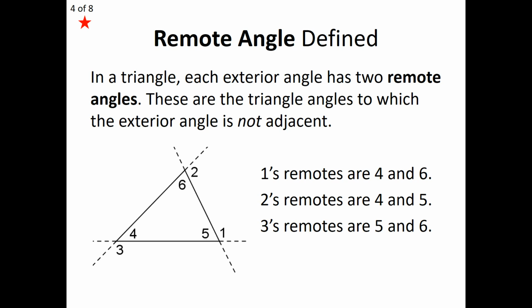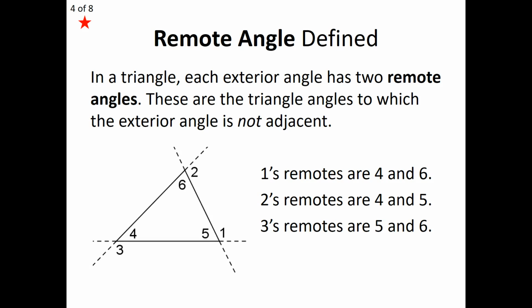So let's pick one of our exterior angles and look at what the remote angles would be. The remote angles are the 2 angles that are not adjacent to the exterior. In other words, they're the remaining interior angles that are not adjacent to the exterior. So which exterior you pick determines what its remotes are. Let's look at angle 1 in our diagram below. Angle 1 is an exterior angle.